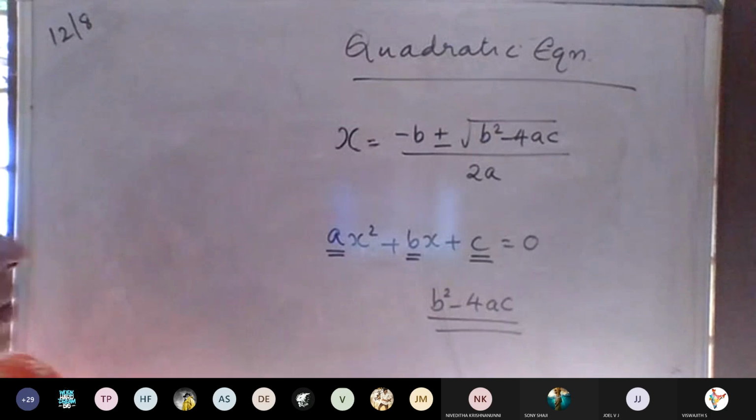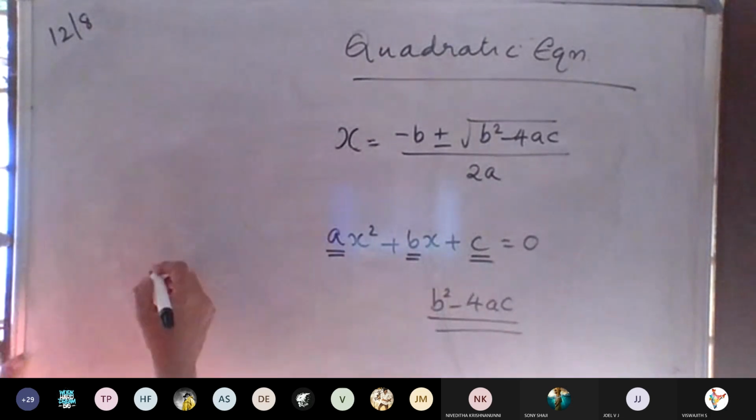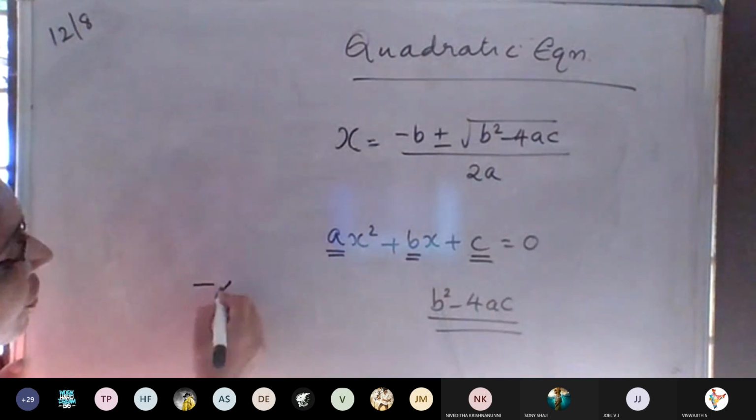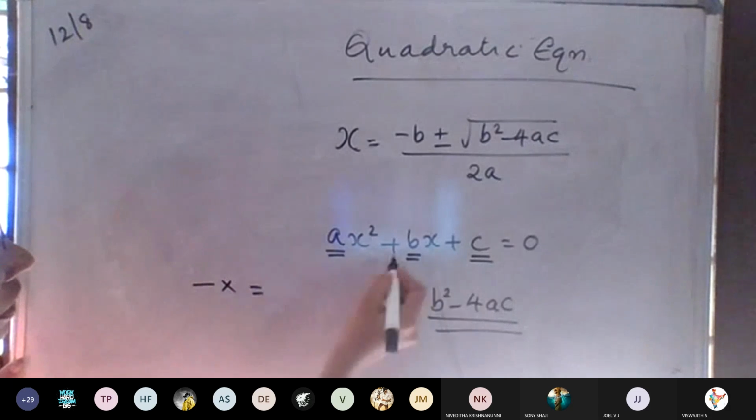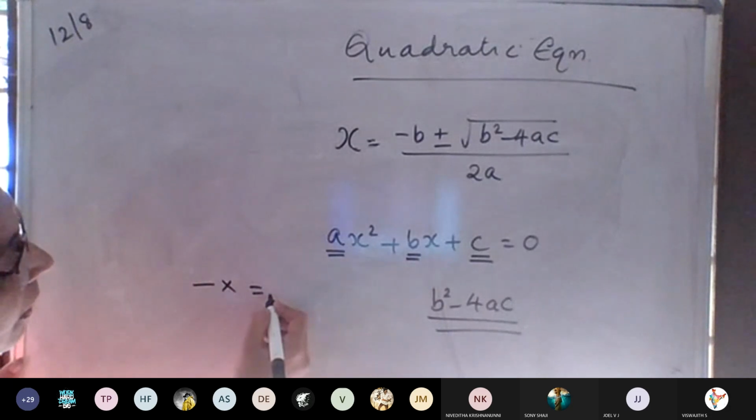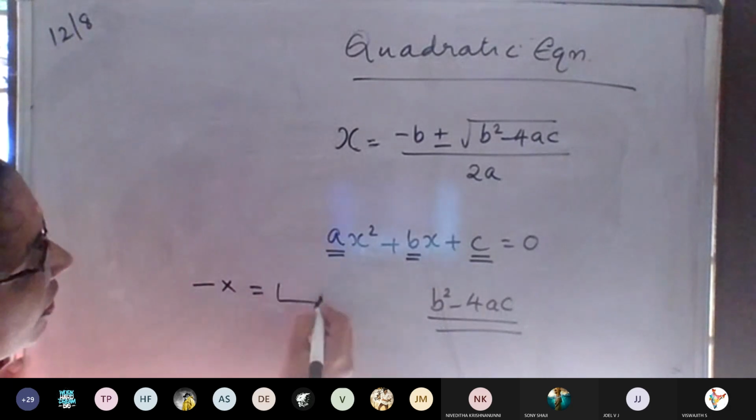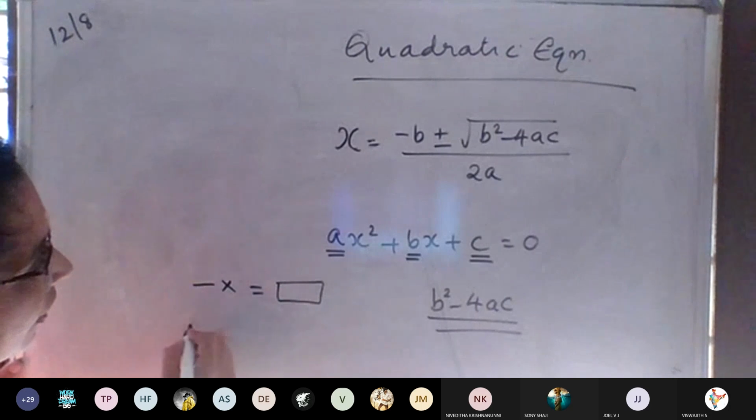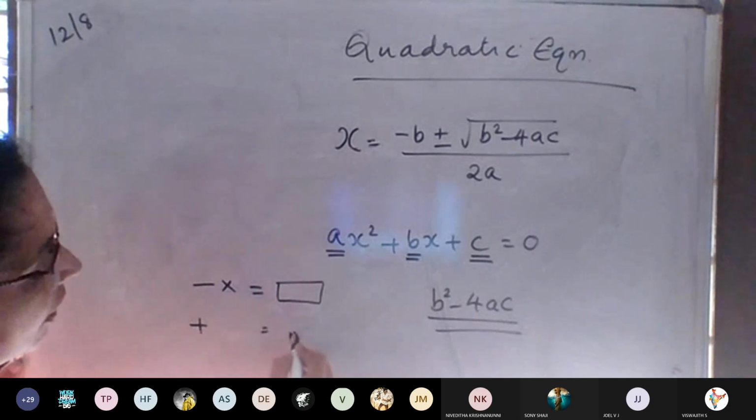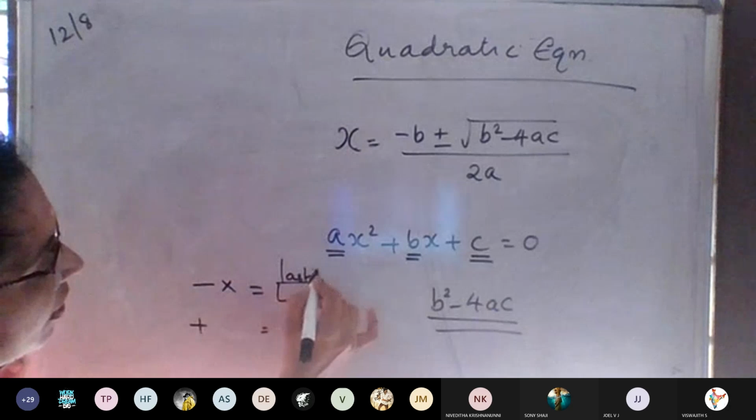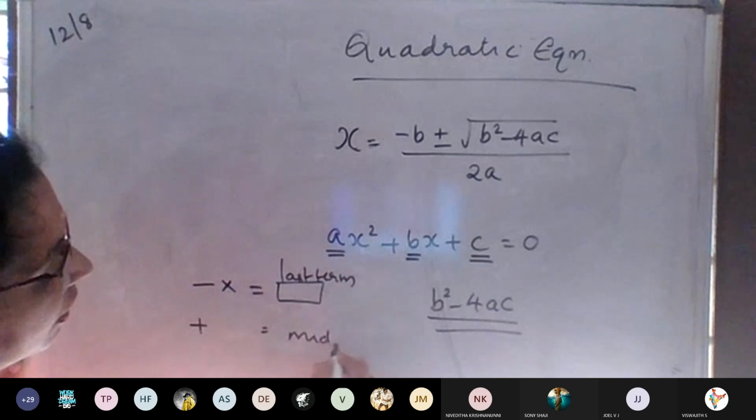So next, splitting the middle term. Same way, dash into dash should be what? Dash into dash should be the last term. And if we add or subtract, we want to get the middle term.